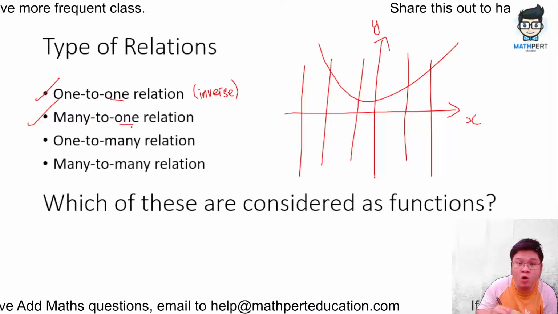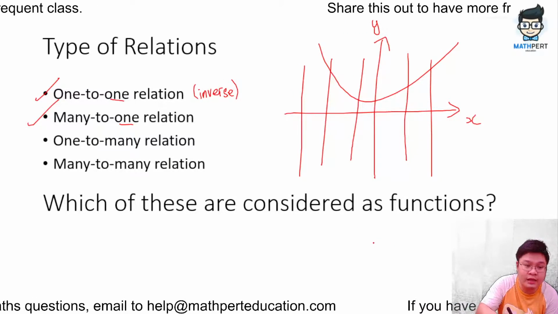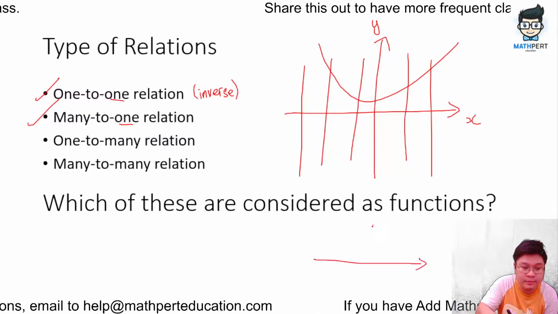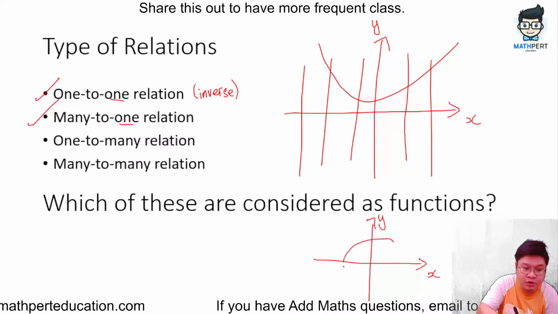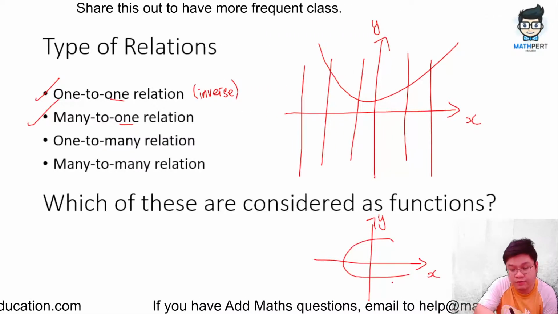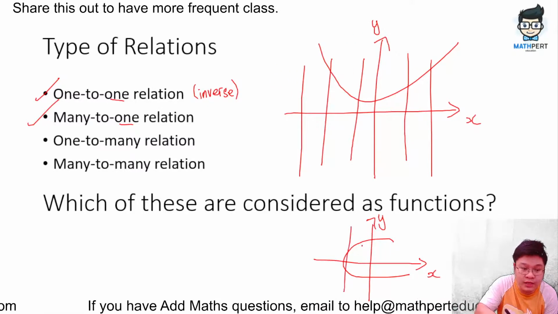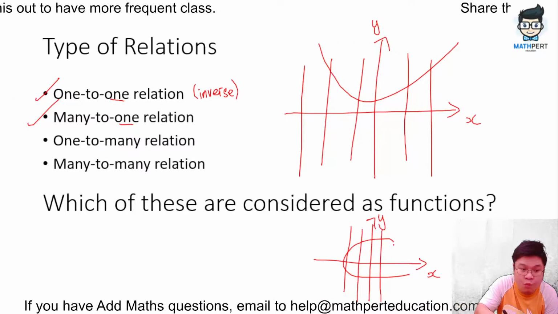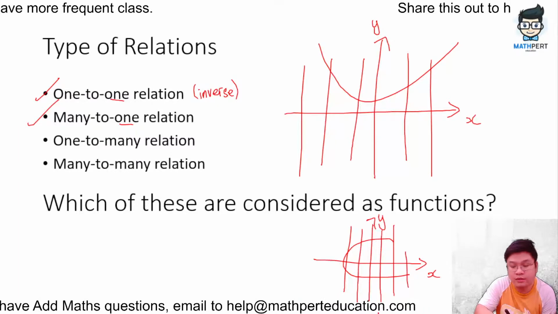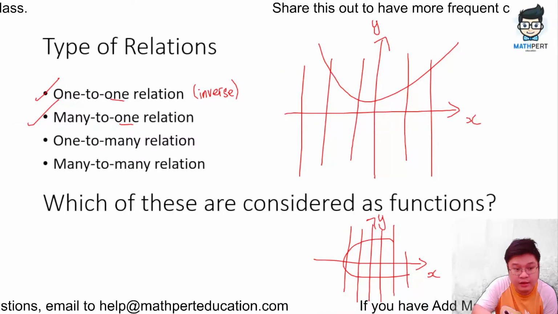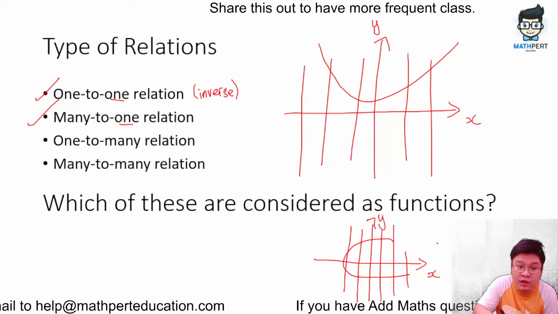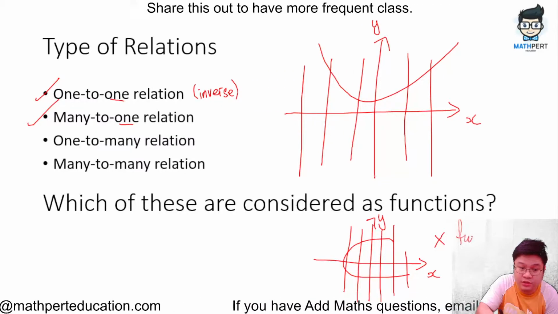Okay, if you have more than one point, meaning say that if something like this, y, x. If let's say this is your graph, your curve, if you use the vertical line test, you have more than one point in every vertical line. So meaning say that this is not a function.